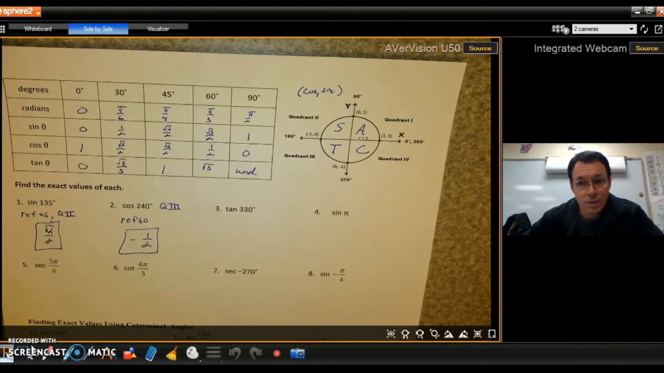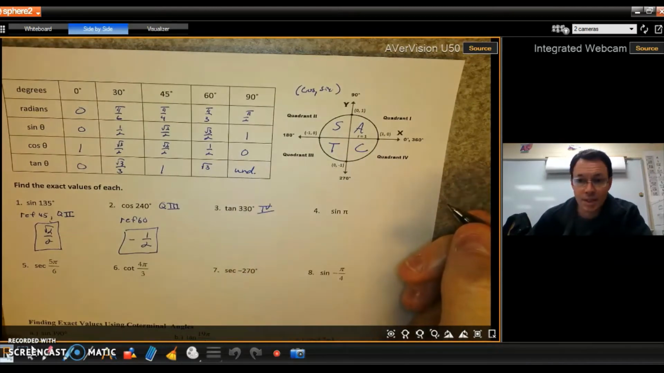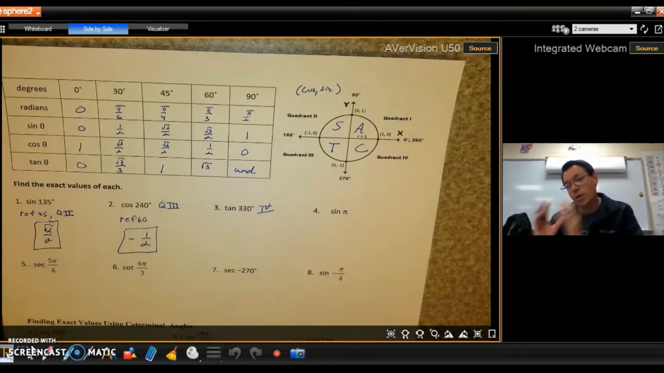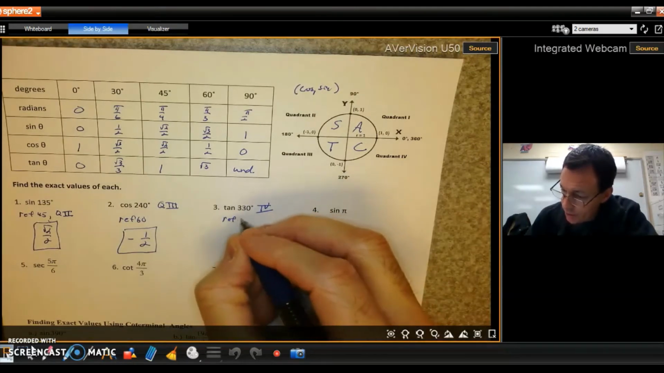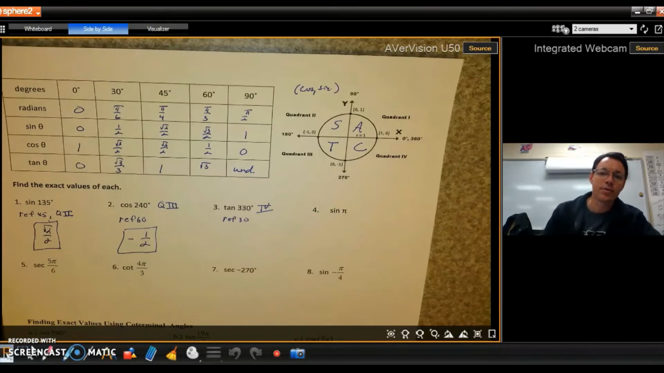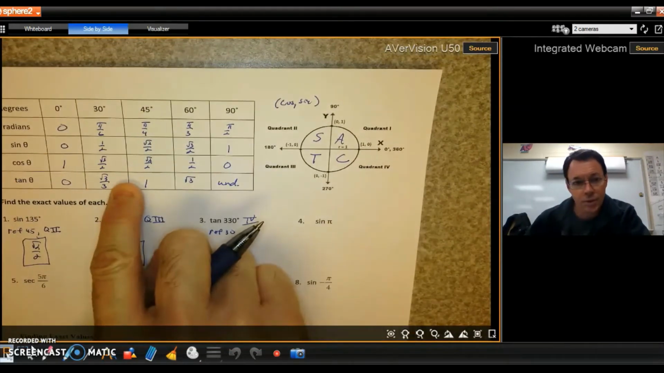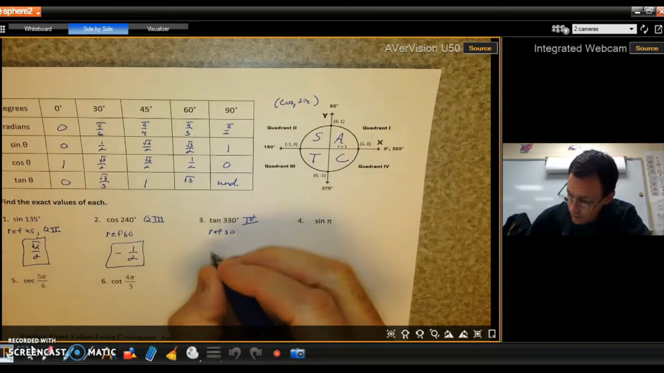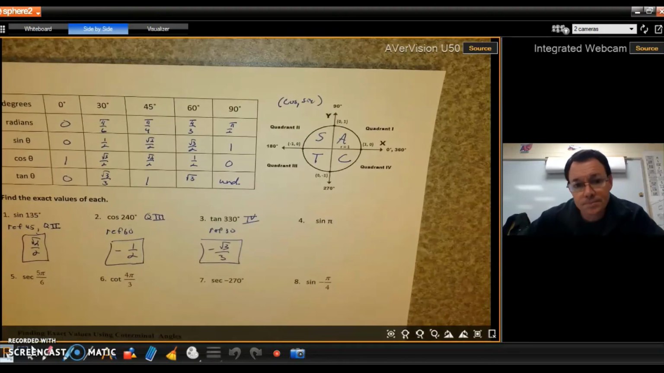Tangent of 330. So where is 330? What quadrant? It's going to be in quadrant 4. So already I'm thinking that's going to be negative. I know that cosine is the one that's positive in quadrant 4. This one's going to be negative. Negative what? I need a reference angle. Reference angle of 330: I am 30 degrees away from being a complete circle. So I'm going to go tangent 30. It's radical 3 over 3, but I'm going to make it negative. Negative radical 3 over 3. That's all we're doing.